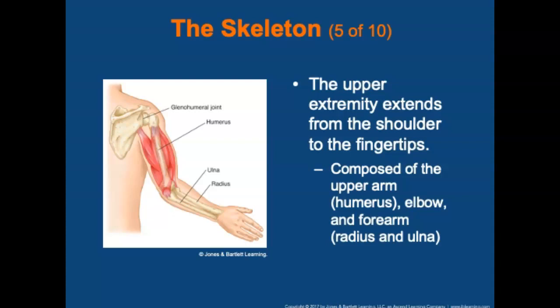The radius and ulna make up the forearm. The radius, the larger of the two forearm bones, lies on the thumb side of the forearm. So think about where you take your radial pulse. The ulna is narrower and is on the little finger side of the forearm. When one is broken, the other is often broken as well.